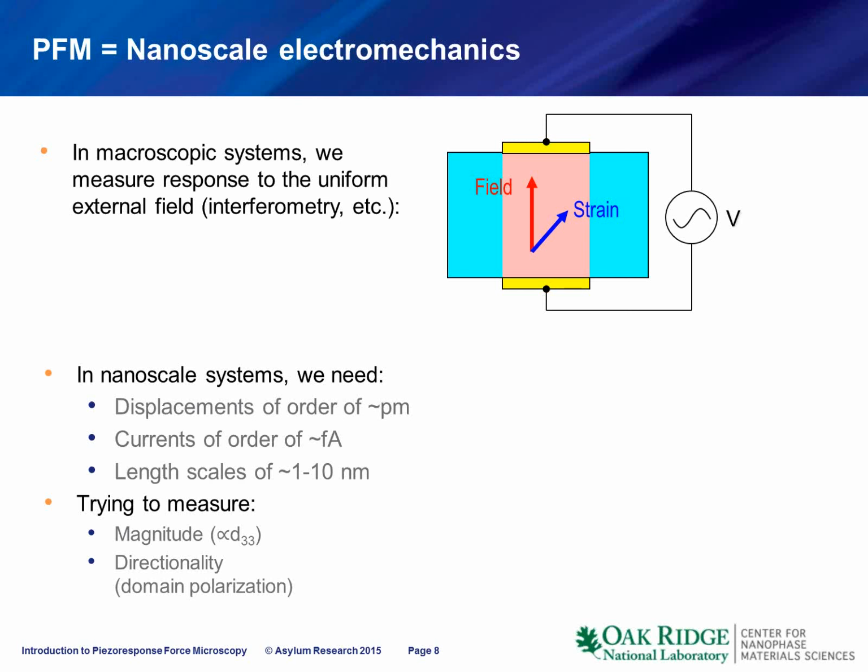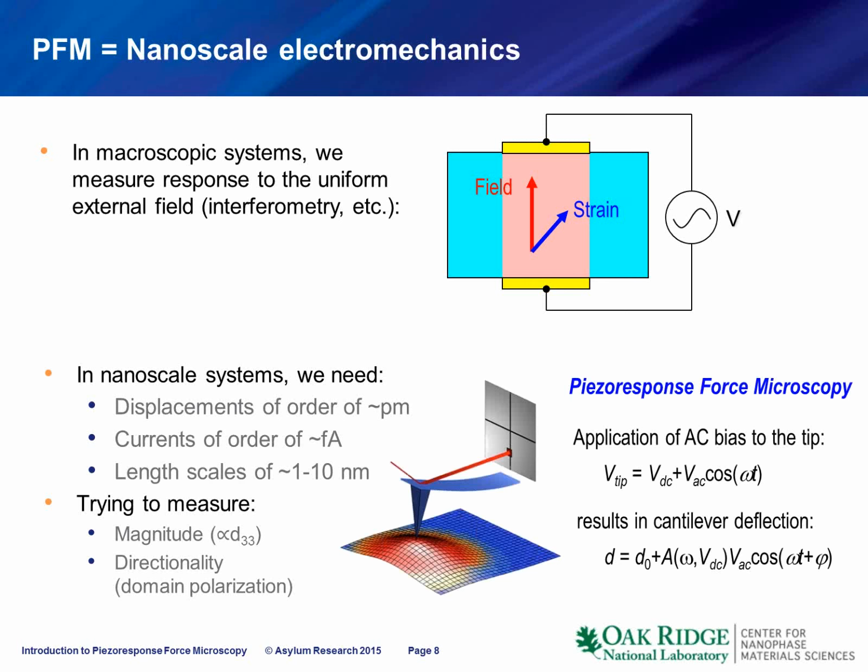In nanoscale systems, the situation is much worse, because basically what we want to do is to measure displacements of the order of picometers if we measure the inverse piezo effect, or currents of the order of femtoamps or smaller if we want to measure the direct one, over the length scale of 1 to 10 nanometers. This is really, really complicated. So it turns out that, luckily, we can actually do that. And this is the technique of Piezoresponse Force Microscopy.